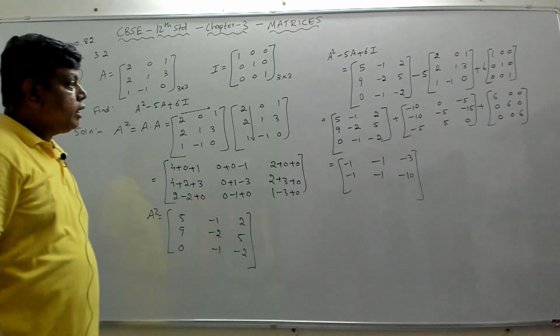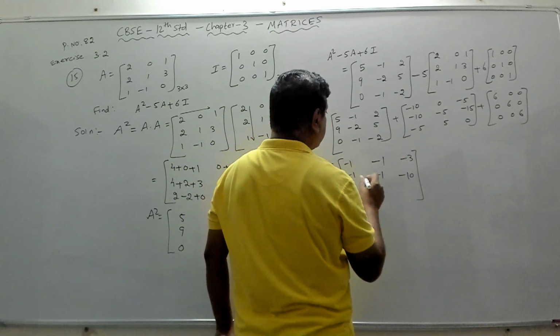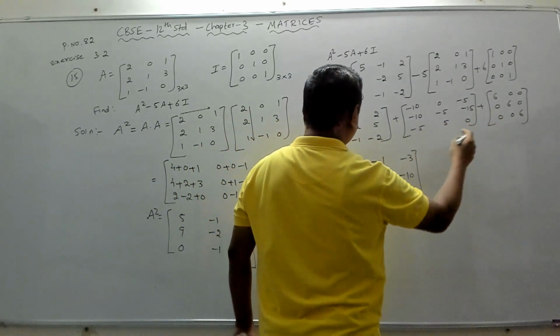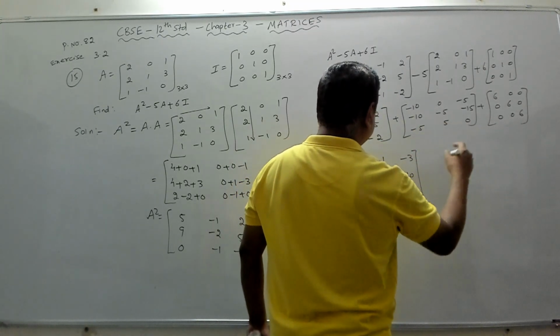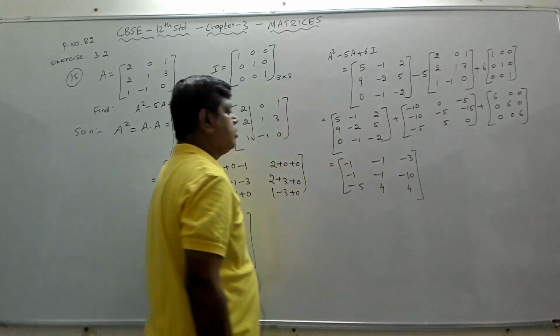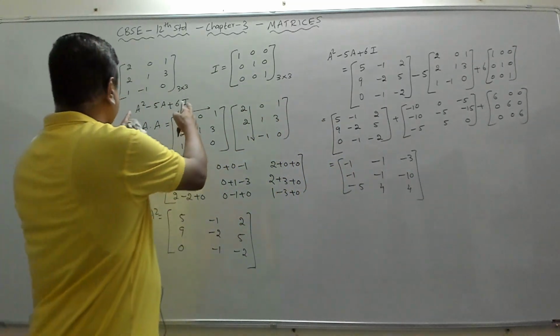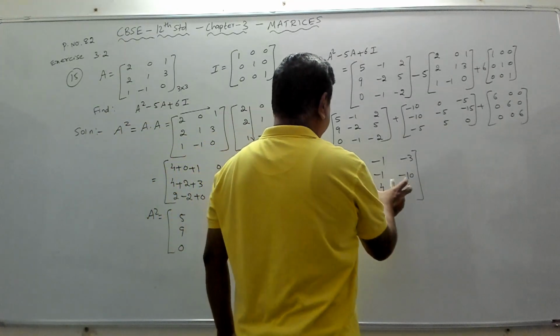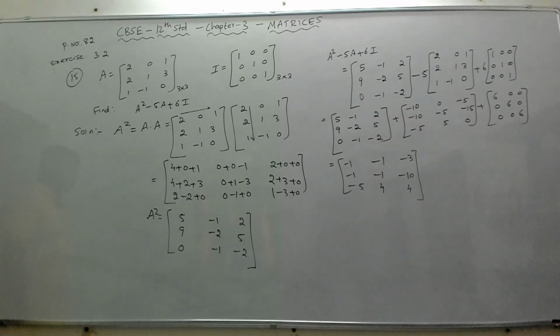Clear? Then this is minus 5. 0 minus 5, 0 is minus 5. Minus 1, 5 and 0 is 4, minus 2, 0, 6 will give you 4. So this is your answer. The value of A square minus 5A plus 6I is this. So this is your final answer. So all of you can take the notes.